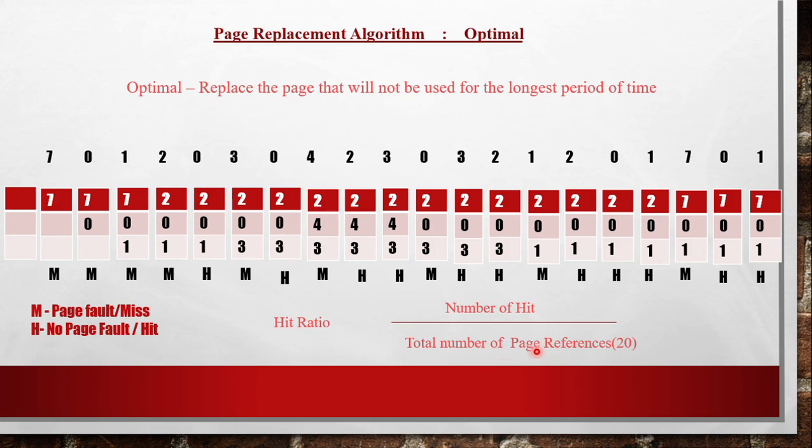Similarly, if you want to calculate the number of misses, or the miss ratio, the miss ratio equals the number of misses divided by the total number of page references. The number of misses is nothing but the total number of page references minus the total number of hits. As the total number of hits is 10 and the total page references are 20, 20 minus 10 equals 10. So the total number of misses is 10, and the miss ratio will also be 10 by 20.